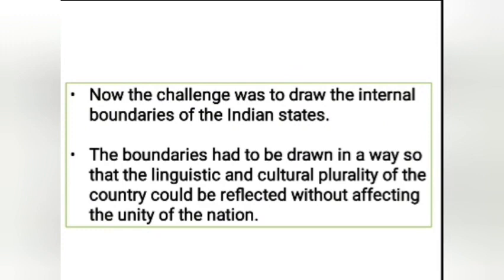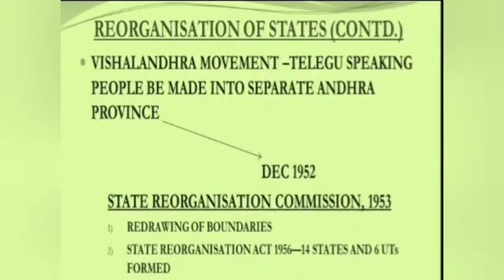Now the challenge was to draw the internal boundaries of Indian states. The boundaries had to be drawn in a way so that the linguistic and cultural plurality of the country could be reflected without affecting the unity of the nation. So, the reorganization of the states: the Vishalandhra movement demanded that Telugu speaking people be made into a separate Andhra province. I've already dealt with that in 1952. Then came the new State Reorganization Commission in 1953, the redrawing of boundaries and the States Reorganization Act.